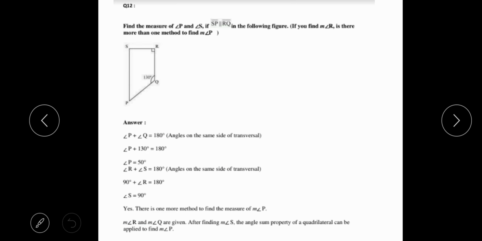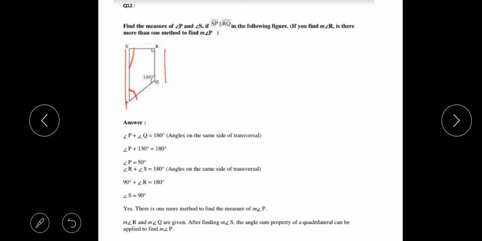Now let's look at the next question. Here find the measurements of angle P and angle S. You have to find angle P and S. And also we have been given SP is parallel to RQ. These two lines are parallel.